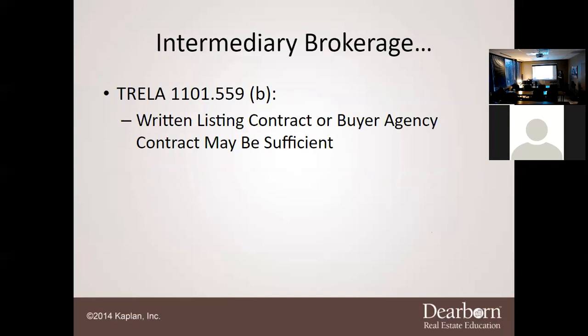So the next one. Trayla also has that written listing contract or buyer agency contract may be sufficient. So in some situations, if I have simply a listing contract and a buyer rep with the same brokerage, I may not have to have the additional forms that TAR has. However, it's always recommended to do what? Get as many forms signed as you can, because the more documentation, the more support you have if you get sued.